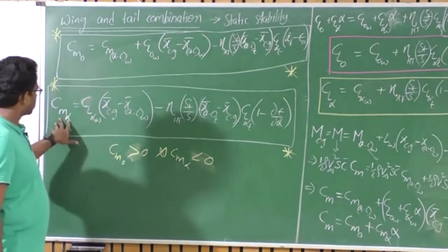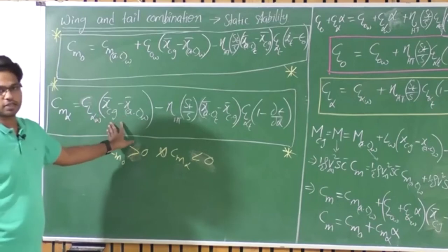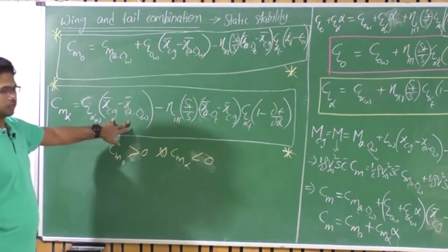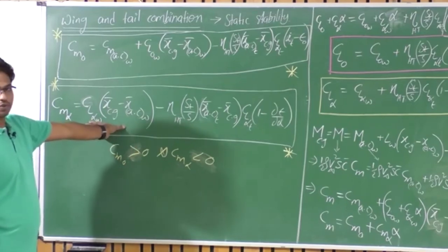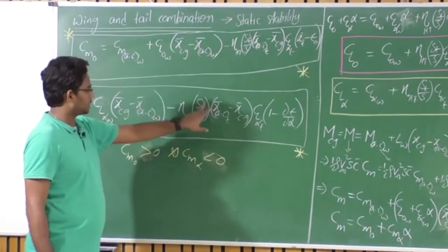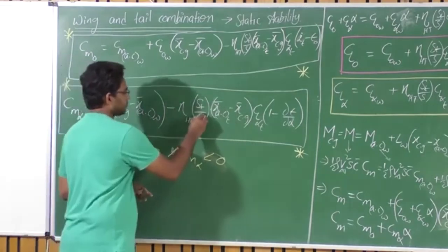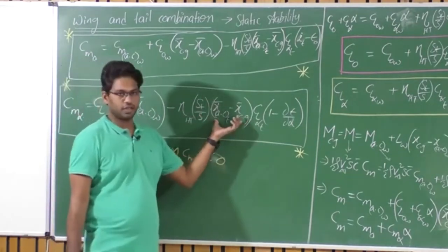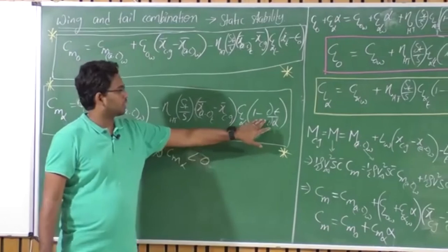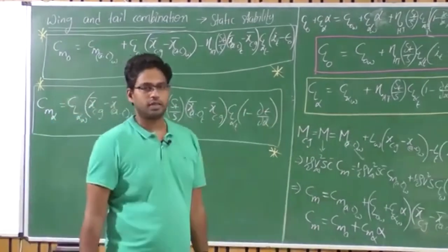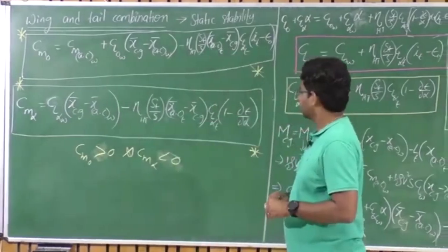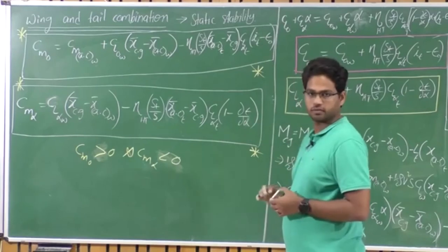For CM alpha to be less than 0, say if the CG is behind the aerodynamic center of the wing, this first term contributes towards positive pitching moment, because CL alpha, of course, we know it's positive. For the tail term, eta is positive, S_t upon S is positive, and the tail is behind the CG, so this is positive, and CL alpha is positive. And 1 minus dou epsilon by dou alpha is always less than or equal to 1 at maximum. So the second term is negative.